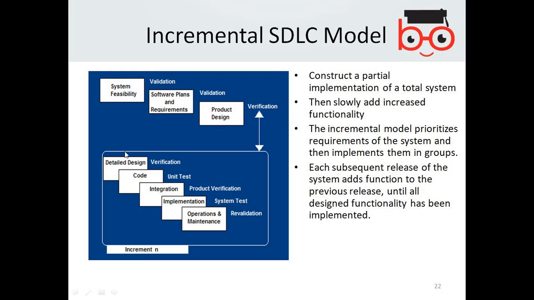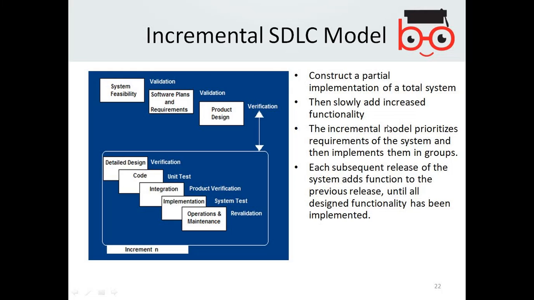then a portion of functionality 3, a portion of functionality 4. Then obviously you implement, code, integrate, and test. So do it in increments. Do a little part on every part of the project and go through, and then you verify it. Is it clear? Okay. So construct a partial implementation of a total system, then slowly add increased functionality.